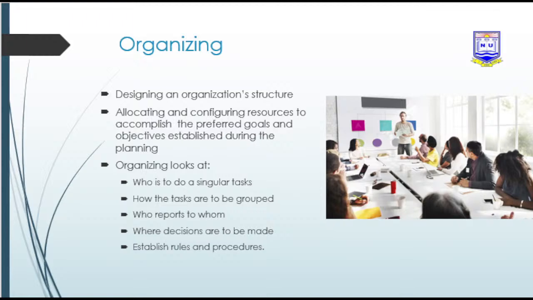that you need to ensure those plans are executed. So organizing looks at who is to do a singular task. Have the capability of outlining these tasks and allocating them to individual people so that you can attain results out of them. Be able to know how the tasks are to be grouped. Can you group these tasks and allocate them to different teams? That's what managers do.